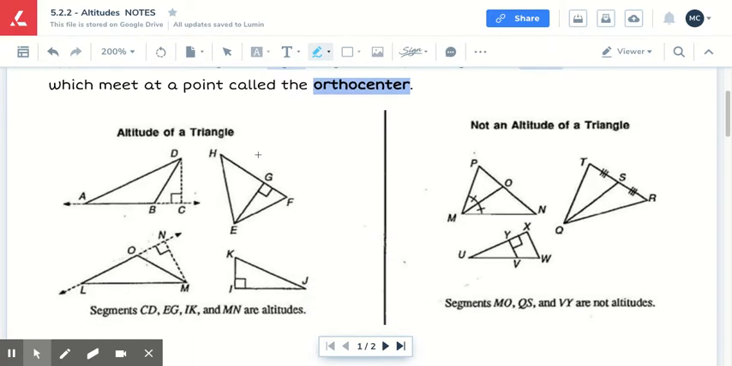Right, the altitude of a triangle. In our triangle here, ADB, the altitude from the vertex D to the side AB is this line right here, DC. You'll notice that it's outside the triangle, so it is possible for your altitudes to be outside of your triangle. On triangle FEH, EG is the altitude from vertex E to side FH. And then we've got a couple other examples.